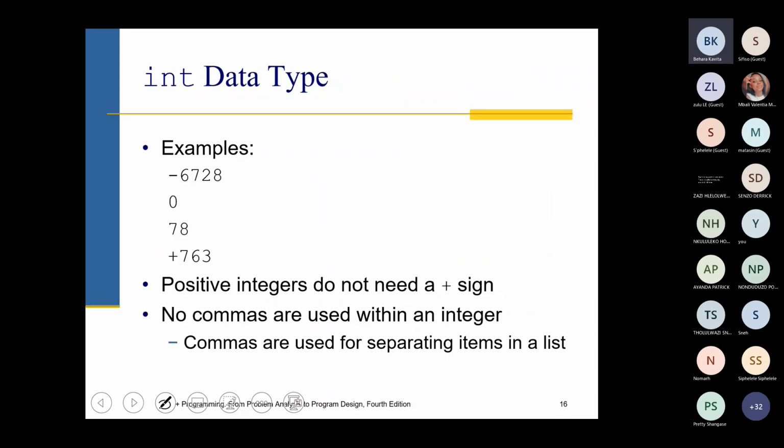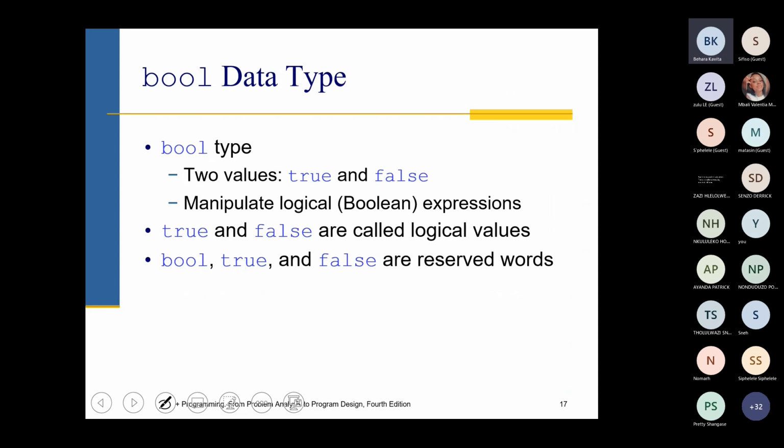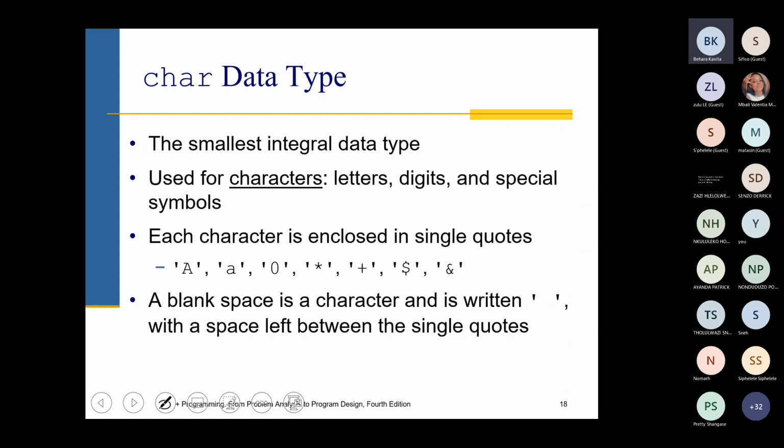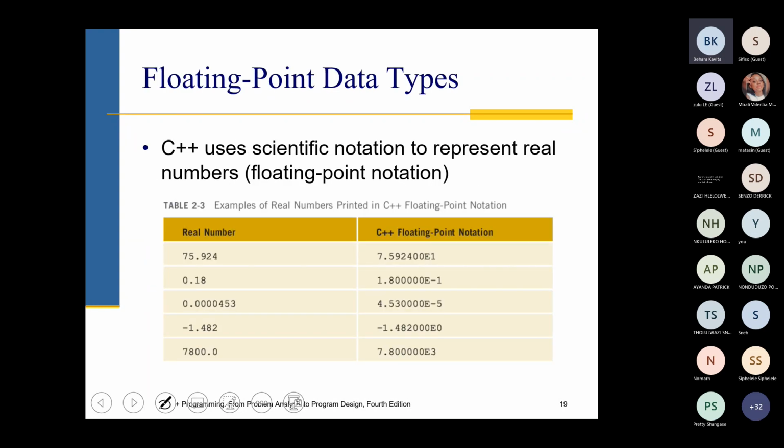What is your integer data type? What is your Boolean data type? What is your character data type? The character data type must always be written in single quotes. So make sure that you remember the floating data type. How is your floating data type different from a double data type?